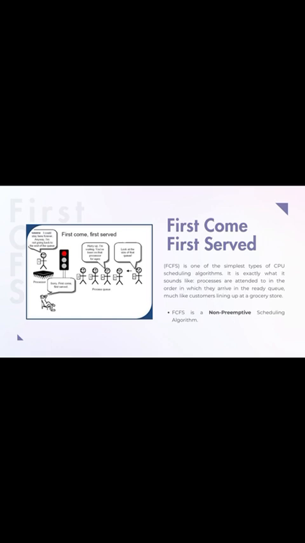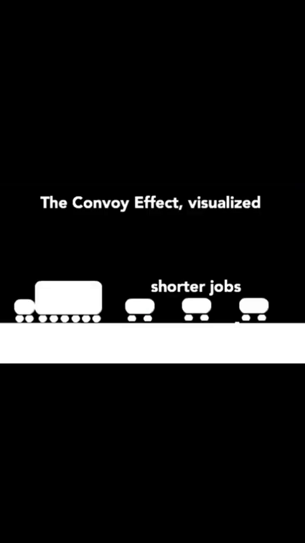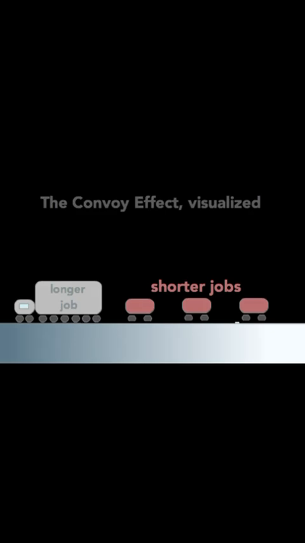So FCFS is simple and easy to implement. It follows first come first served order. It is non-preemptive, but it can cause long waiting times for later processes, a problem known as the convoy effect.